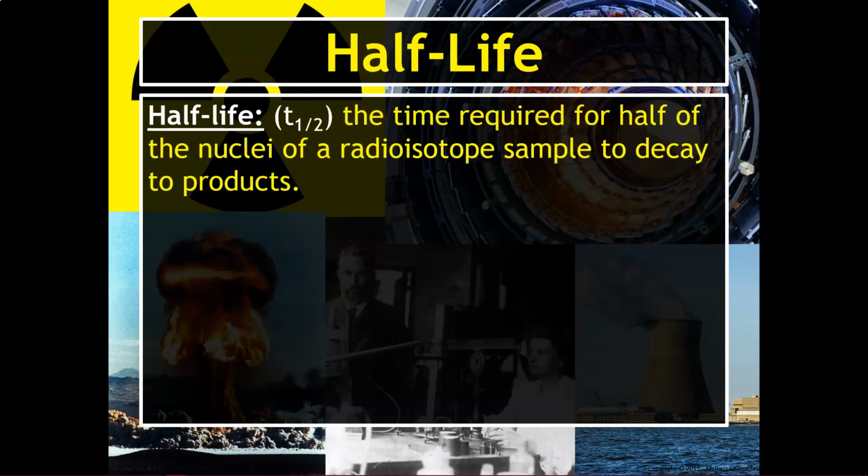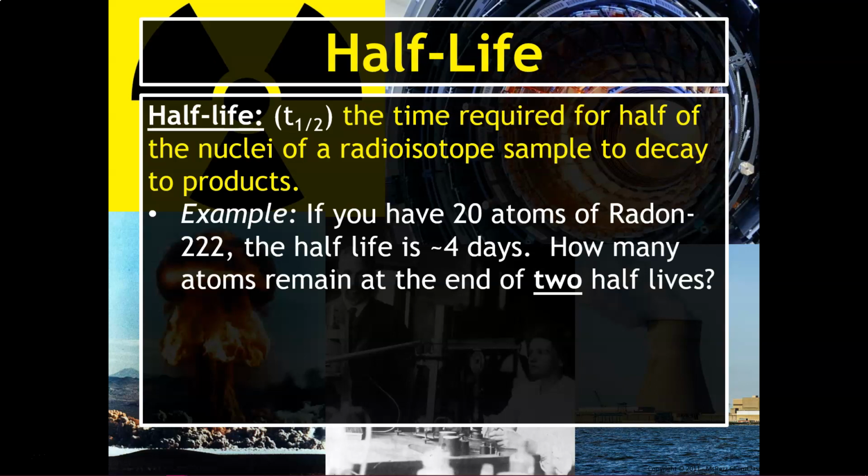Let's talk a little bit about half-life. Half-life is a time, and it is the time required for half of the nuclei of the radioisotope sample to decay to products. For example, if you have 20 atoms of radon-222, this is a radioisotope. The half-life is 4 days. How many atoms remain at the end of 2 half-lives?